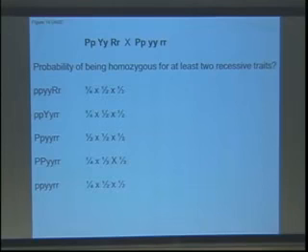So then these are the probabilities, okay? And again, all they are is breaking this down into the individual monohybrid crosses, right? And looking at the probability of each of those genotypes. And so this is what you get.